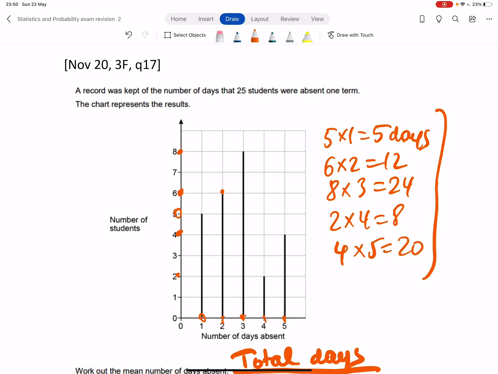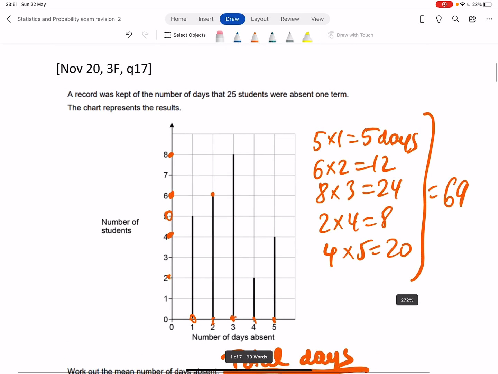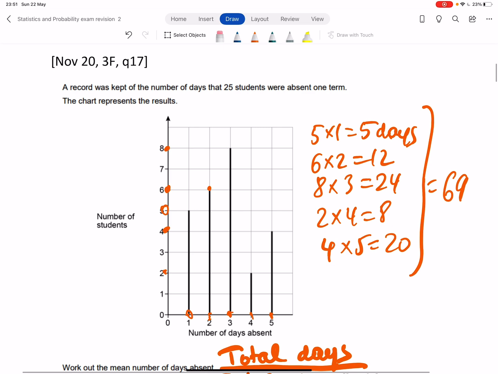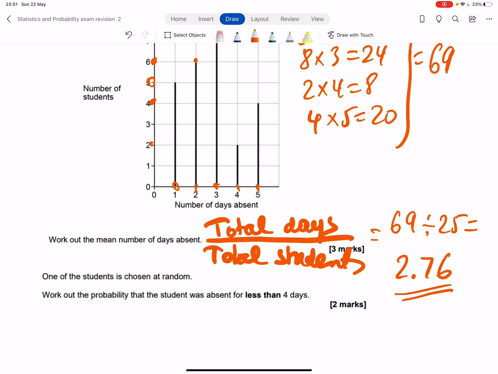So now we're going to add them up, and that gives you 5 plus 12 plus 24 plus 8 plus 20, which will give you 69 days. So 69 days is the total number of days all the students were absent. We're going to divide it by the number of students, which was given to us, 25 students. So let's divide 69 by 25. Use the calculator, it is a calculator paper. That will give you 2.76. So this is the mean.